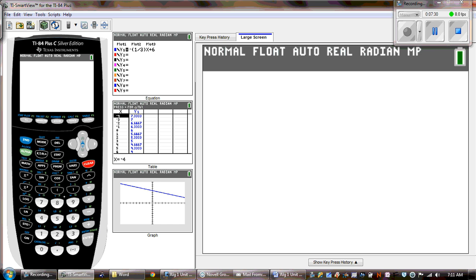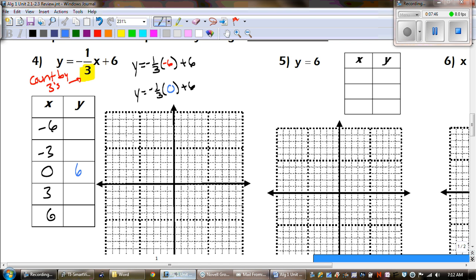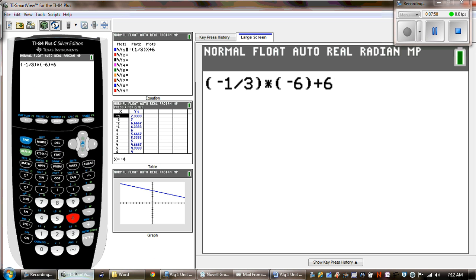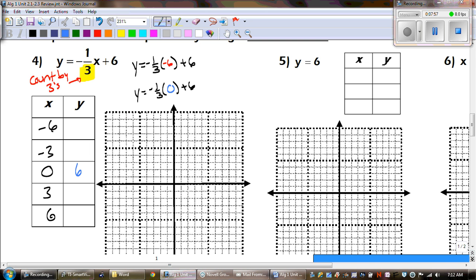So I'm going to clear all that. I have -1/3 in parentheses times, we had -6 in parentheses plus 6. Okay, so I'm just going to double check that that's what our equation is, -1/3 times -6 plus 6. That's what I plugged in, right? All right, and then that equals 8. So my point right here would be 8.